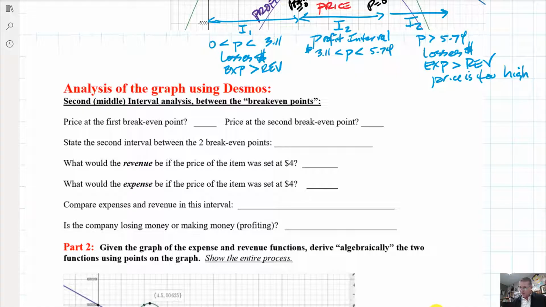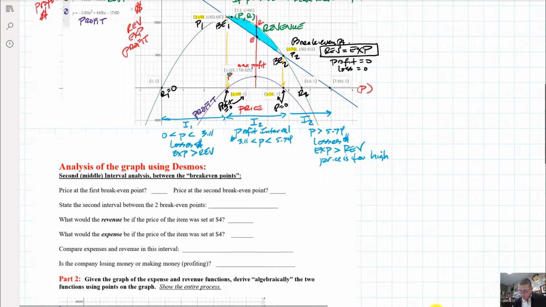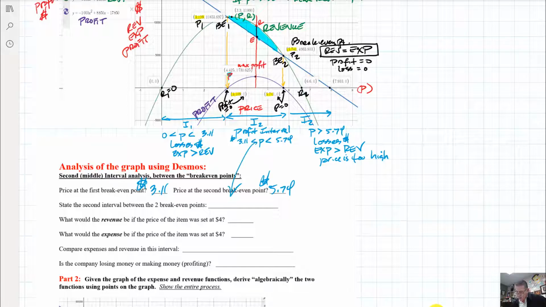So this is actually a summary of what we just talked about, using the graph that we just produced. The price at the first break-even point we said was $3.11. At the second break-even point, $5.74. State the interval between the two break-even points. I just talked about that right here. So $3.11 is less than the price, less than $5.74.